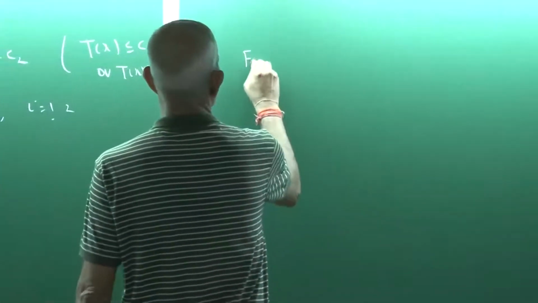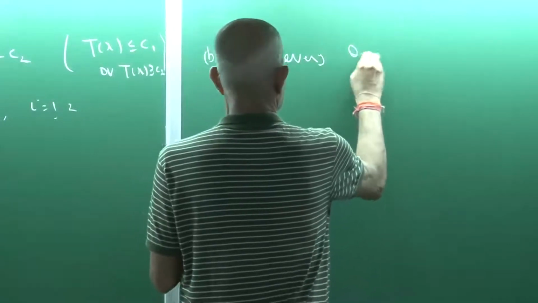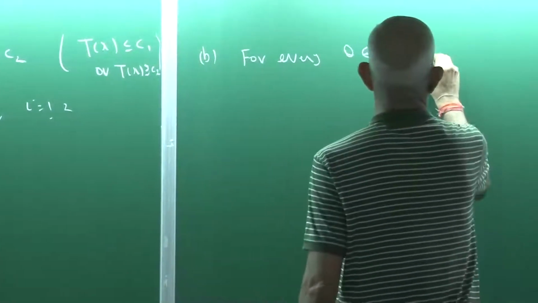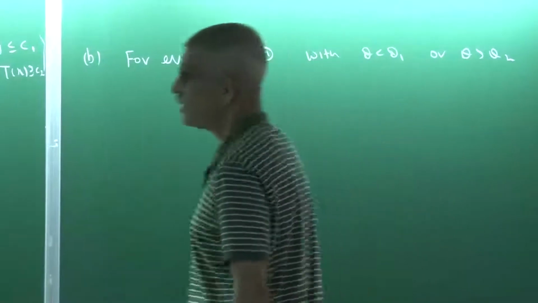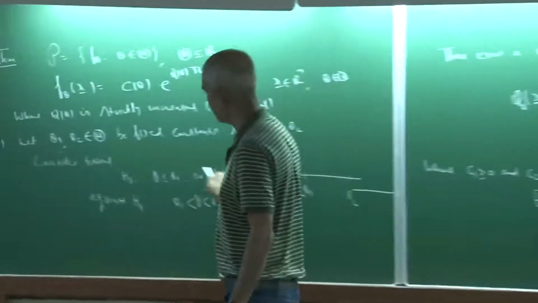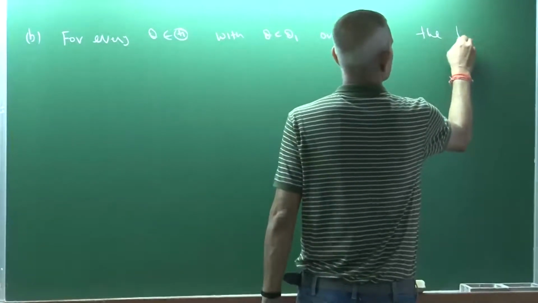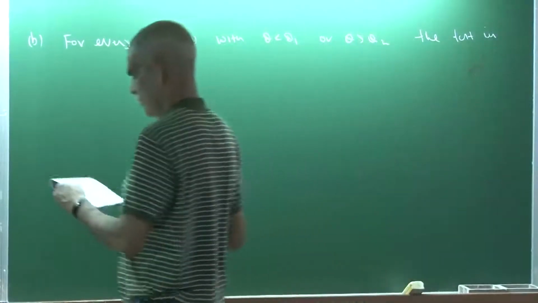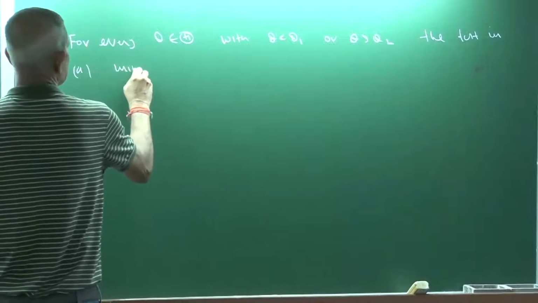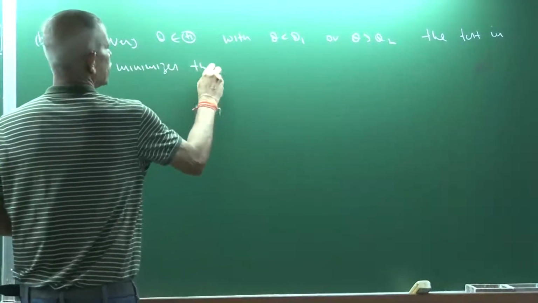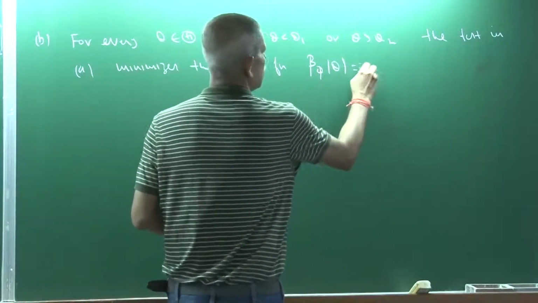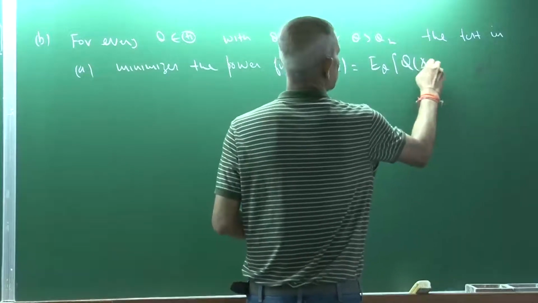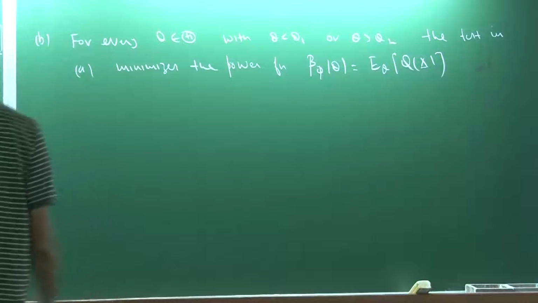For every theta belonging to the parameter space with theta less than theta 1 or theta greater than theta 2, that means your theta is falling in the null hypothesis, the test in A minimizes the power function, which is the reward beta phi theta, which is the expected value of phi x, among all tests satisfying star.